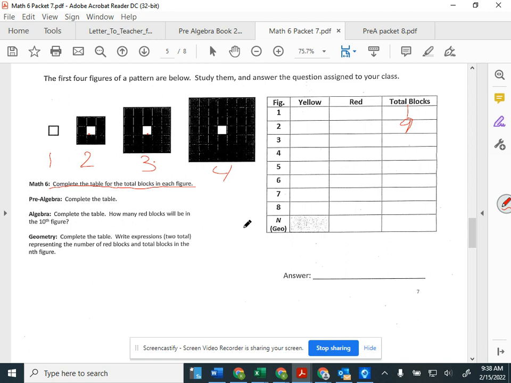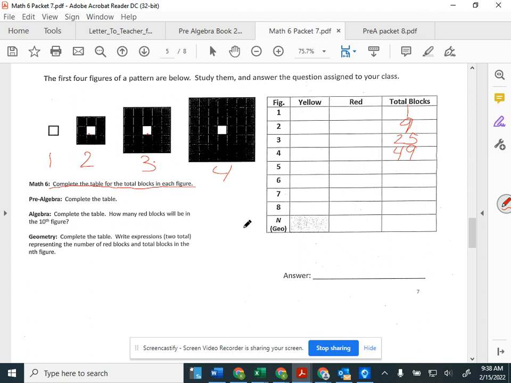Zoe? 25. Oh, I completed it. Same here. You can complete the whole thing, that's fine. I'm just going to be looking at the total column. How many blocks are in figure 4, Peyton? There's 49 blocks. Now, we need to figure out how many are going to be in figure 5, so we need to find the pattern.